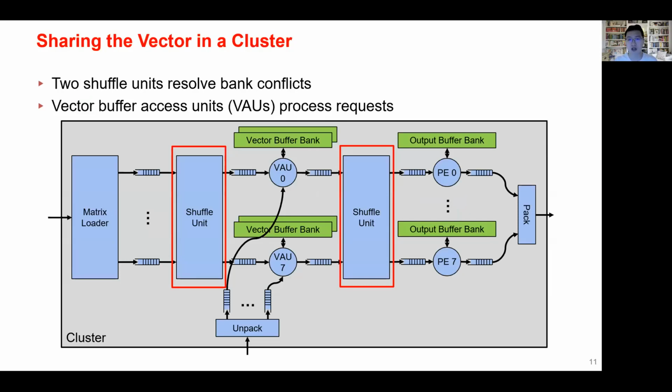Inside the cluster, we have 2 shuffle units, which are highlighted in the red boxes in the figure, to resolve the bank conflicts. We also have a set of vector buffer access units called VAUs to process the read requests to the vector buffer banks. Inside this cluster, as you can read in the figure, we also have a matrix loader to load the sparse matrix, and a set of PEs to do the computation. The pack and unpack units are required since we also do vectorized access for the vector and the results to better utilize the HBM bandwidth.